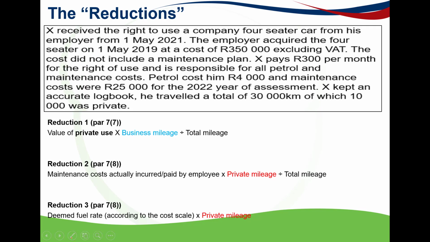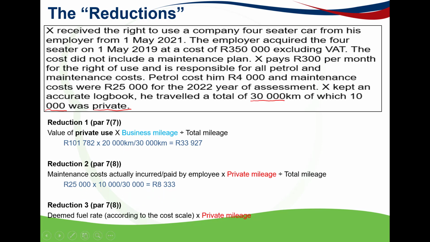If we look at how many business kilometers were traveled, then we will have to look at the information provided, and we say the taxpayer traveled 30,000 kilometers in total. So this is the total, of which 10,000 was private. So if we have private kilometers of 10,000 and total kilometers of 30,000, then the difference between those two would be your business kilometers, and therefore it means that the taxpayer traveled 20,000 business kilometers.